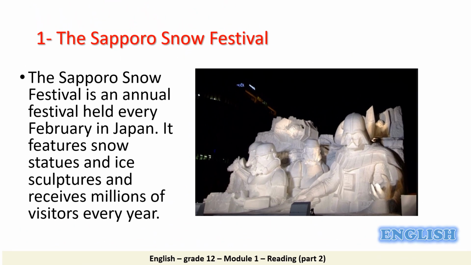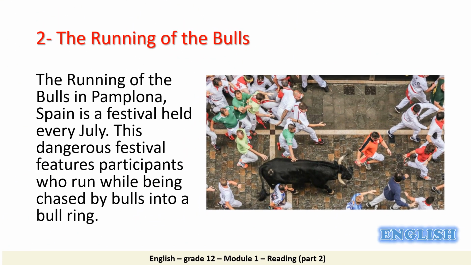Now you will learn about the Sapporo Snow Festival. And as you see in the picture, there are some sculptures that are made of snow. Millions of visitors come to Japan every February to enjoy this festival. The running of the bulls is a very dangerous celebration because, as you see in the picture, we have a bull that's chasing a number of people in a ring. It takes place every July in the city of Pamplona, Spain.